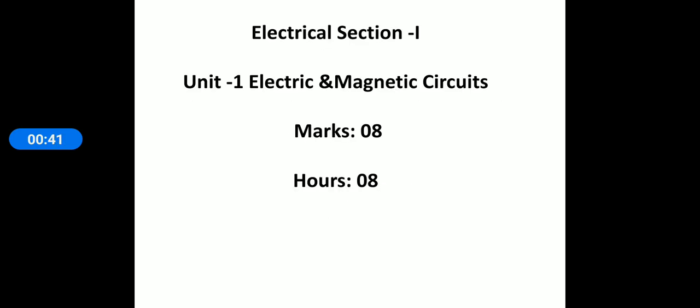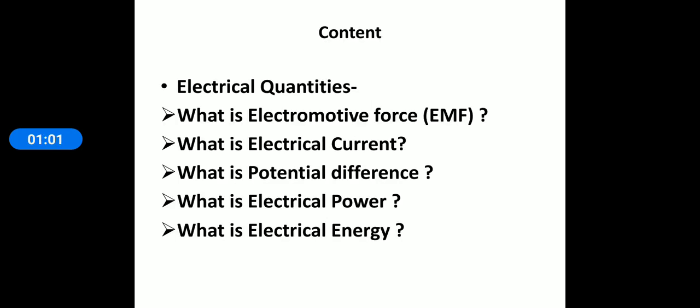In this lecture, we start the electrical section 1. Unit number 1, electric and magnetic circuit. It is for 8 marks and the number of hours required to complete it is 8 hours.